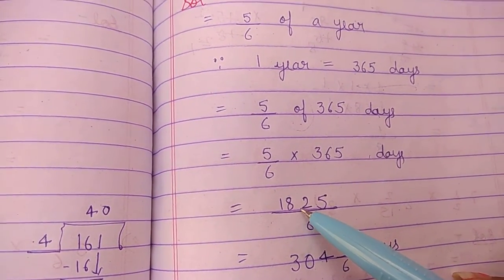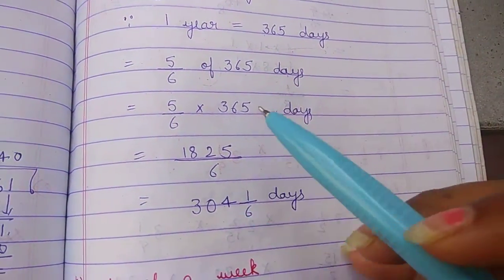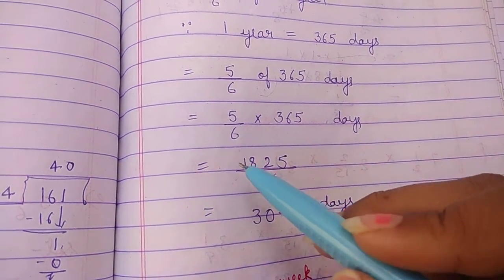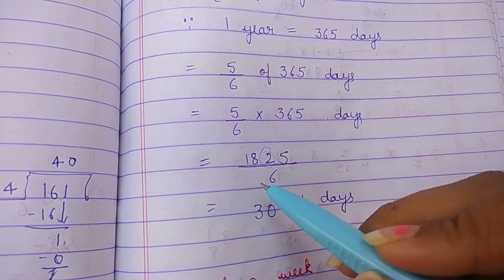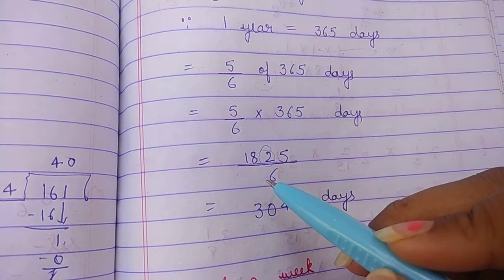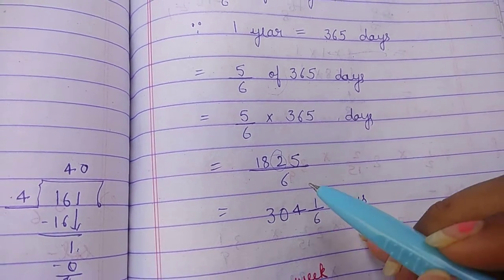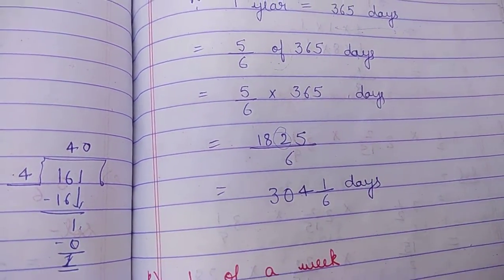You will get 1825 upon 6 and then convert it into a mixed fraction. So 6 3s are 18. Then 2 will be there, since 2 can't be divided by 6, so 0 times, then 25, 6 4s are 24, 1 left, so 1 would be your numerator upon 6.